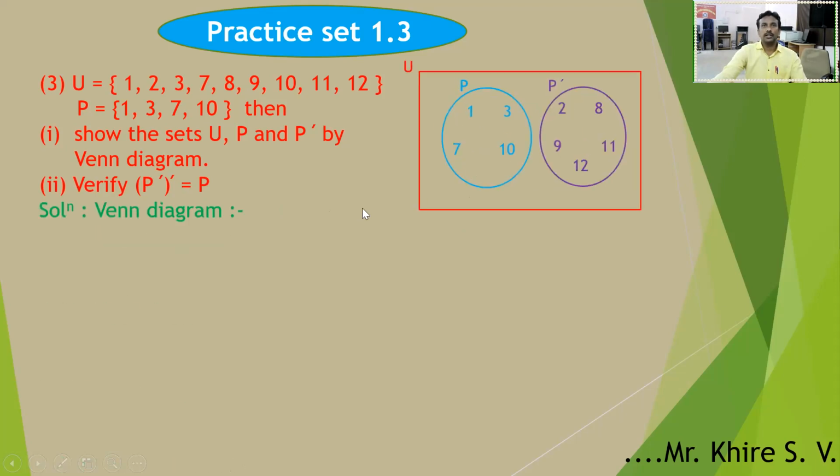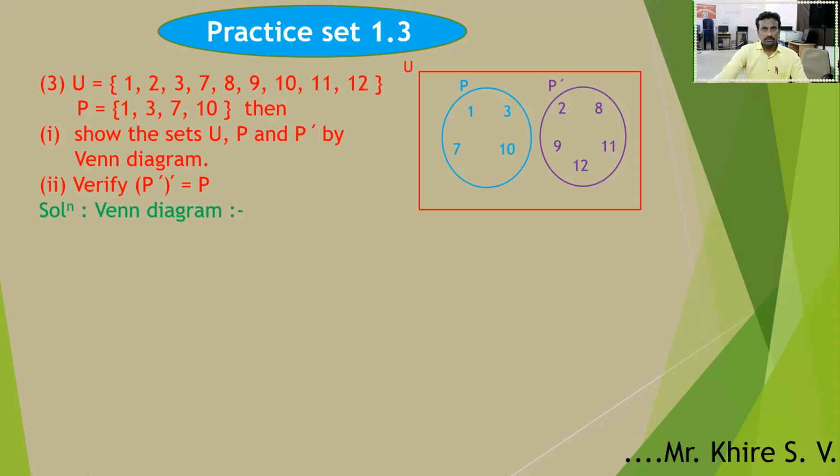Now by using a Venn diagram we can show this. The universal set contains all the elements 1, 2, 3, 7, 8, 9, 10, 11, 12. Set P contains 1, 3, 7, 10. P is a sky blue color set. In circle P, 1, 3, 7 and 10 are there. Now P complement means the remaining elements of set U which are not in set P.